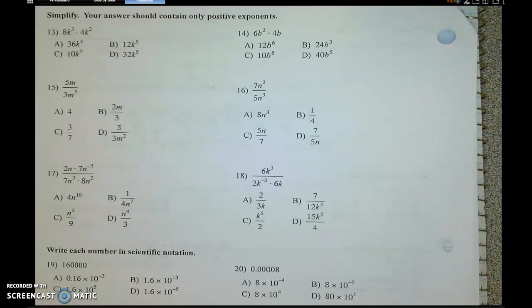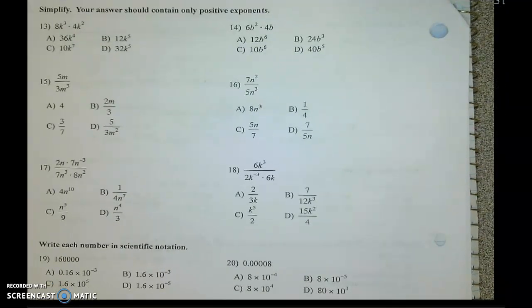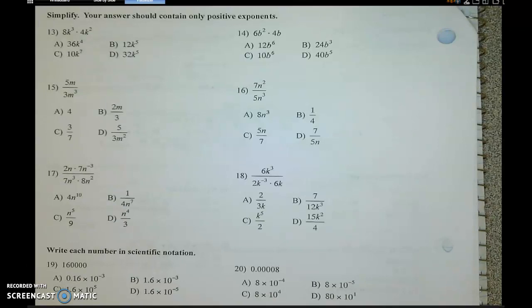Okay, let's go ahead and look at this second part of the benchmark review. So this part, you're looking at exponent rules. So simplifying the expression as far as you can, making sure to only have positive exponents.